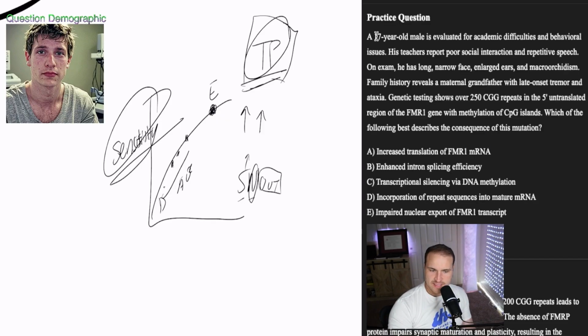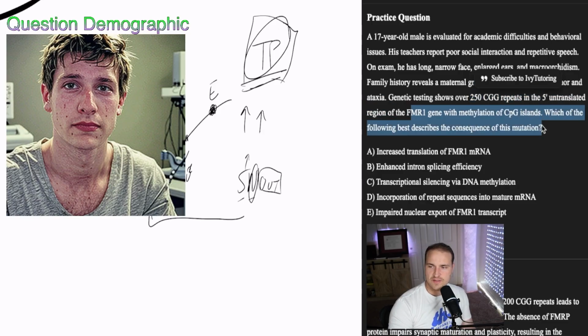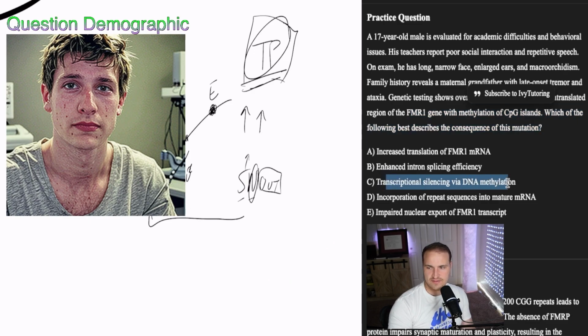All right, here we have a 17-year-old male evaluated for academic difficulties and behavioral issues. His teachers report poor social interaction and repetitive speech. On exam, he has a long, narrow face, enlarged ears, and macroorchidism. Family history reveals a maternal grandfather with late-onset tremor and ataxia. We have a lot of these, 250 CGG repeats. That was overkill of them to say. Which of the following describes the consequence of this mutation? It is the transcriptional silencing through DNA methylation.